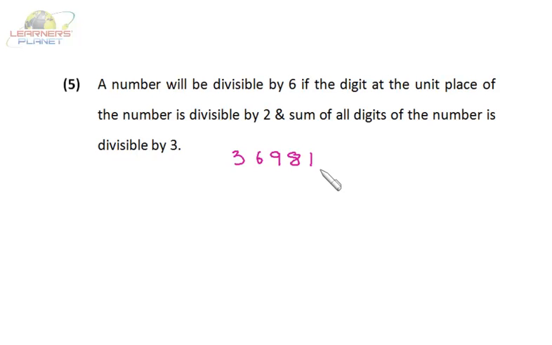So first of all, let's check the divisibility of 2. Just see the unit digit. It is 1 over here. That means this is an odd number, and if it is an odd number, it won't be divisible by 2. Okay, so no need to check for 3. This number will never be divisible by 6 since it is not divisible by 2, and for a number to be divisible by 6, it is necessary that the number should be divisible by 2 and 3 both. So this number is not divisible by 6.